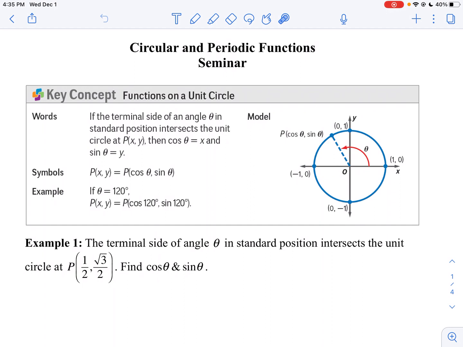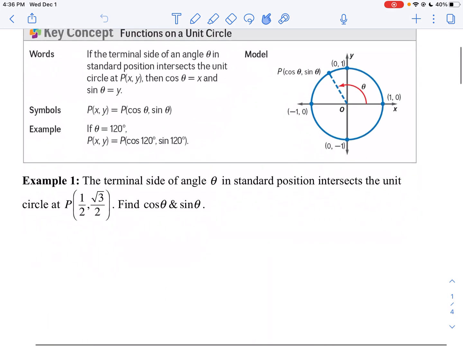And so as it turns out, if you're on the unit circle in radians, each coordinate pair is the cosine of theta and the sine of theta. That's actually what your axes are. It could be in degrees too, but I want you to do radians.